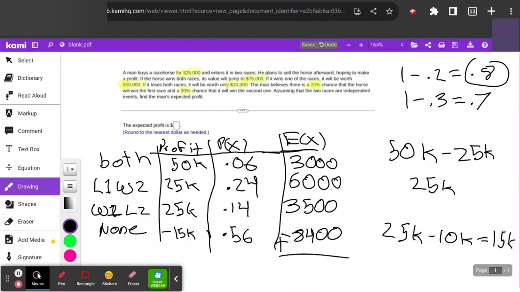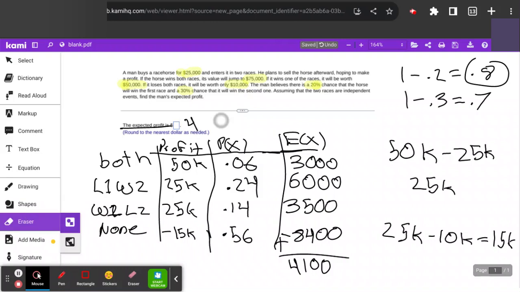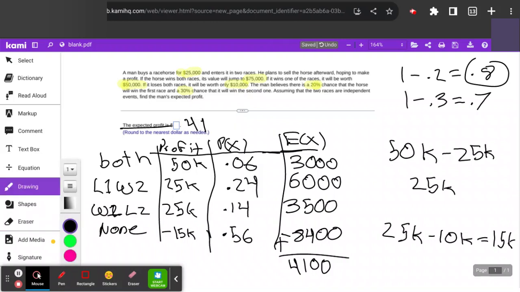So now we just add these all up. We're going to do 3,000 plus 6,000 plus 3,500, and then we're going to subtract 8,400 from that. So the total payout ends up being 4,100. So our expected profit is 4,100. Shoot, hold up, let me erase that and make it more seeable. 4,100, which is correct.